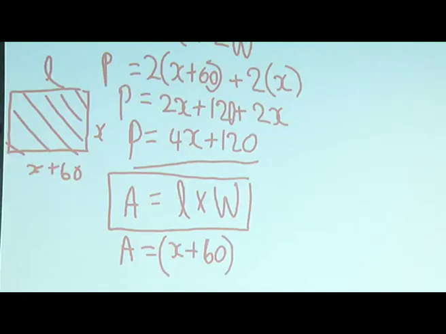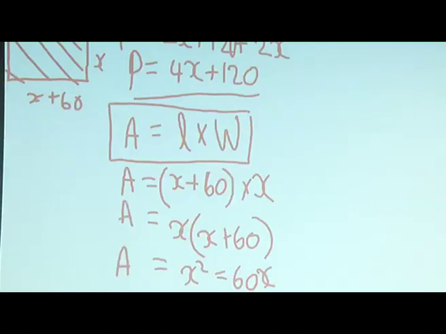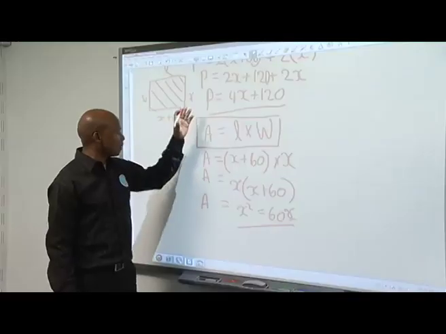And then this x plus 60 being our length is going to be multiplied by what? By x. Then we multiply by x there. And then we know how to do it. We are going to multiply that x by everything that is inside our bracket. x times x will give us x squared, and then x times 60 will give us 60x. That is it. This is the area of a rectangle, this particular one.